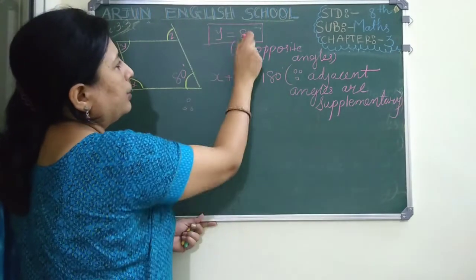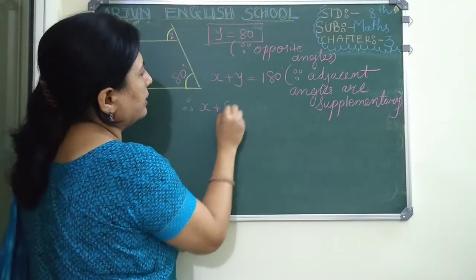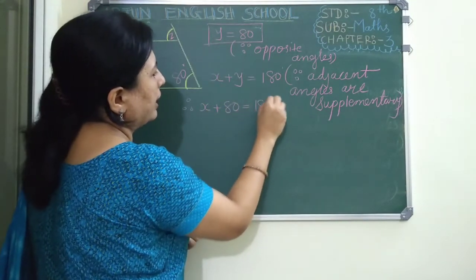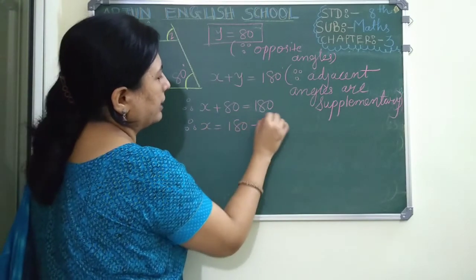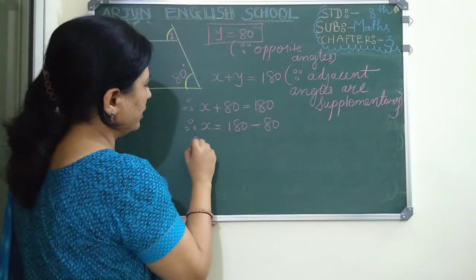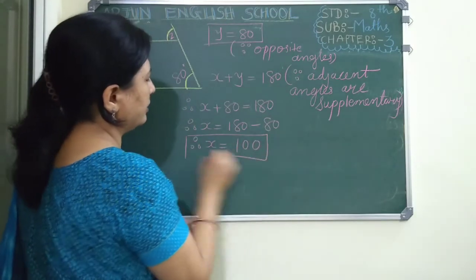Now let us take the value of y. So x plus 80 is equal to 180. Therefore, x is equal to 180 minus 80. Therefore, x is equal to 100, that is your answer.